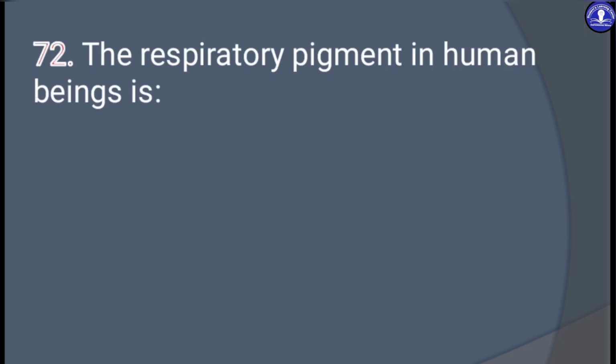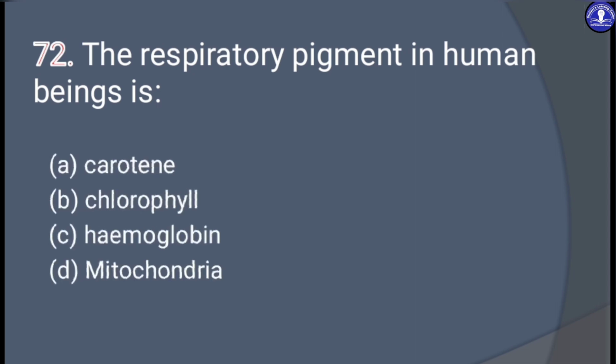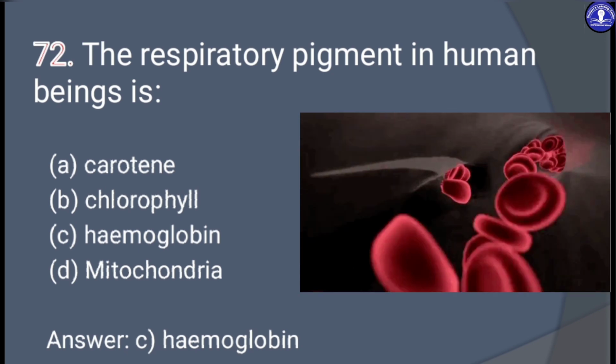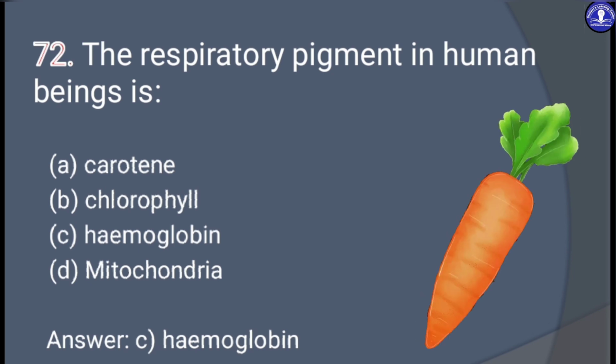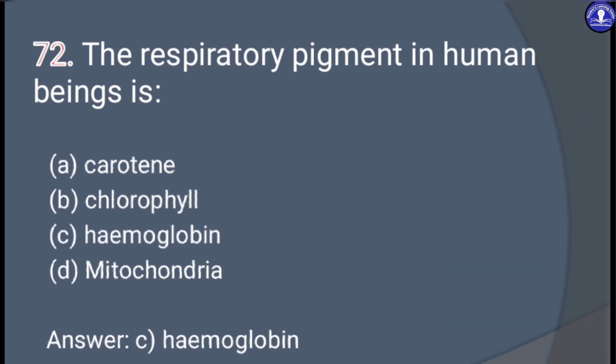The next question. The respiratory pigment in human beings is carotene, chlorophyll, hemoglobin, mitochondria. The answer is hemoglobin. Hemoglobin is present in erythrocytes or RBC, that is red blood cells. Beta carotene is a plant pigment that gives red, orange, and yellow vegetables their color. For example, carrots, sweet potato. Chlorophyll is a green pigment found in plants.